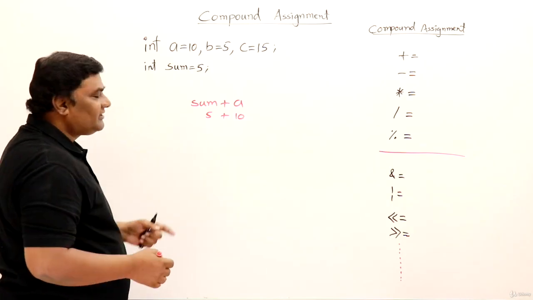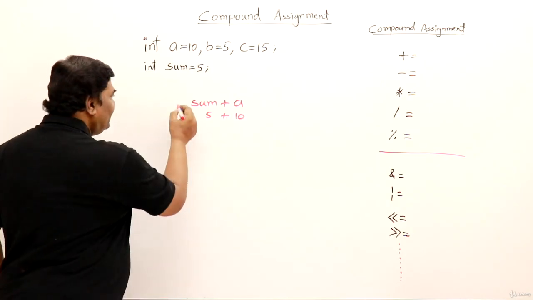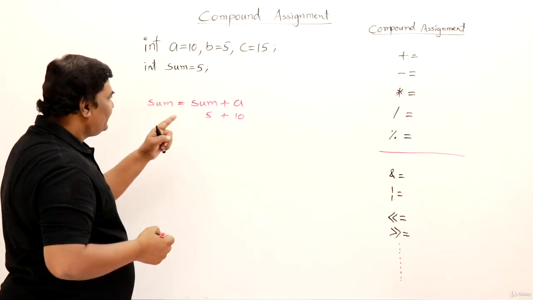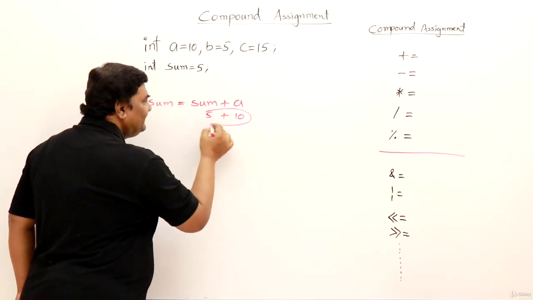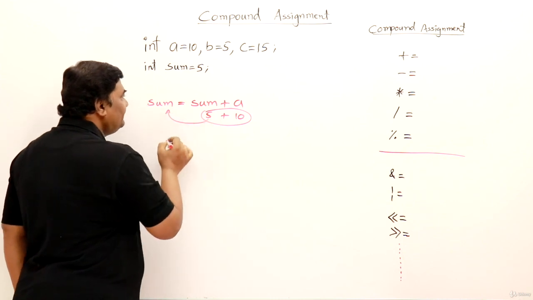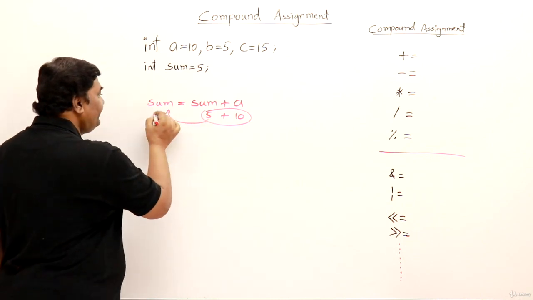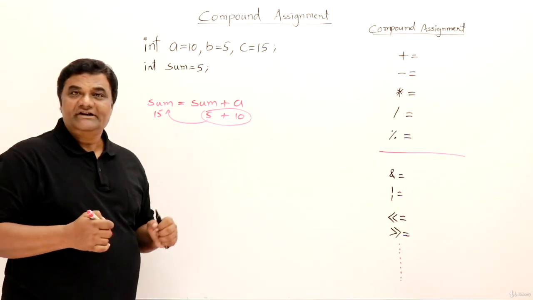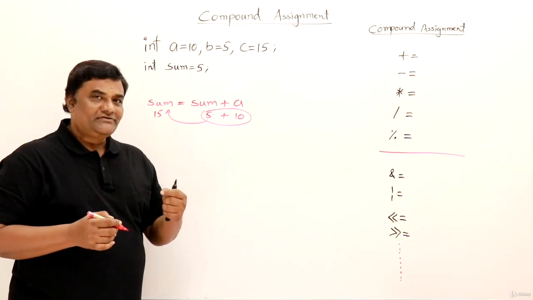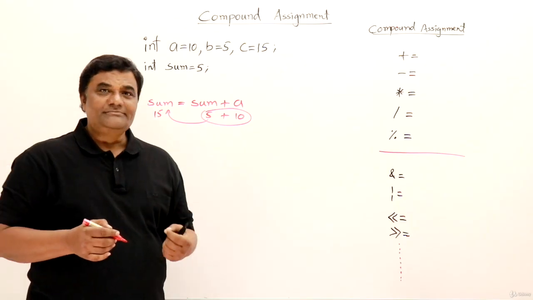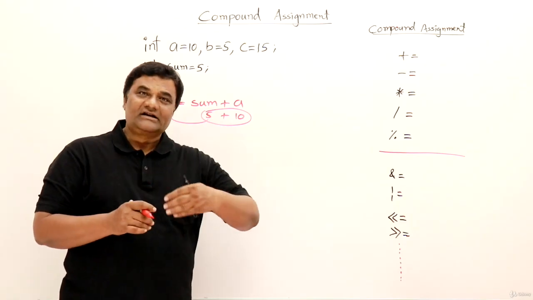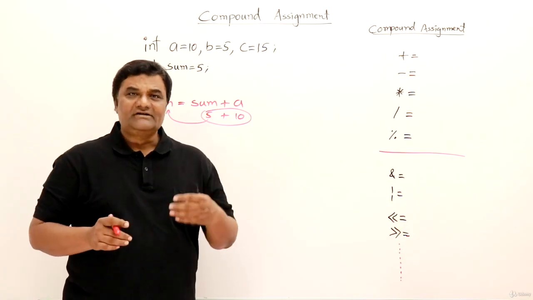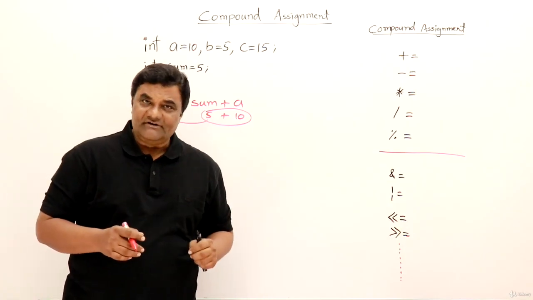Where do I want to store it? In sum only. So assign to sum. This means this will be added and the result will be stored in sum. Now sum becomes how much? 15. Right now sum is 5, so sum becomes 15. These types of statements are commonly used in programming. Not now, but in the coming sections you will find them. Right now we are learning about this operator so that we can use it whenever we require.